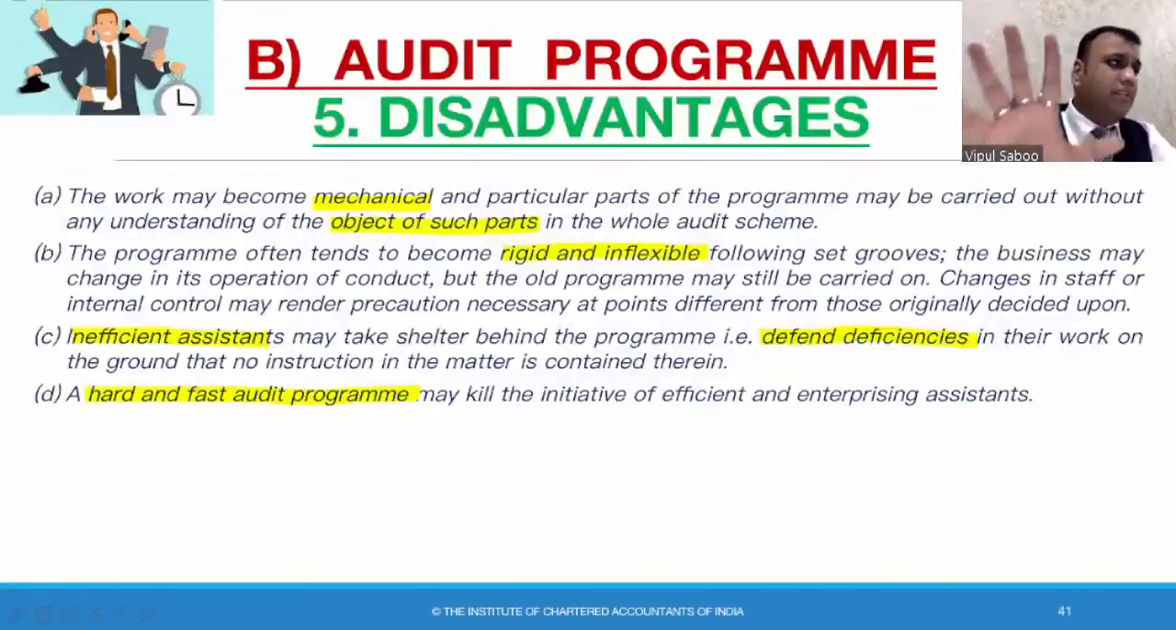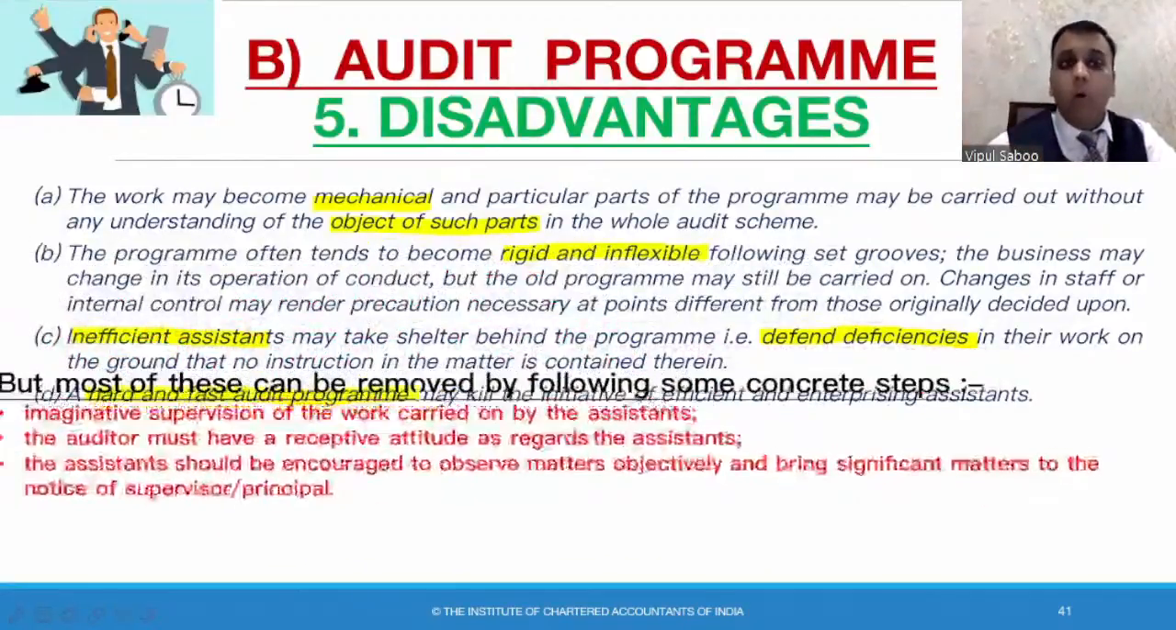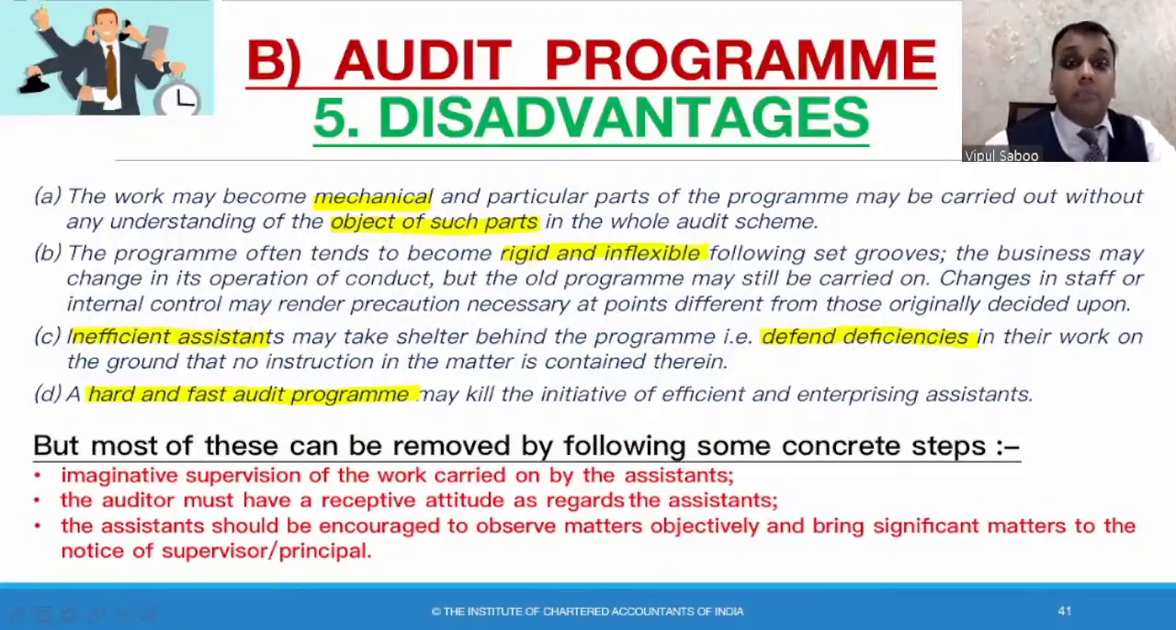But these disadvantages can be overcome. How? Imaginative supervision of the work carried on by the assistants. The auditor must have a receptive attitude. If the assistant is asking for any change, or if he's feeling any issue, the auditor must always have a receptive attitude. There should not be any ego, senior junior clashes. If the assistant is wrong somewhere, he should tell him, no, this cannot be done. But if he finds the suggestion to be healthy, it should be incorporated in the audit program.